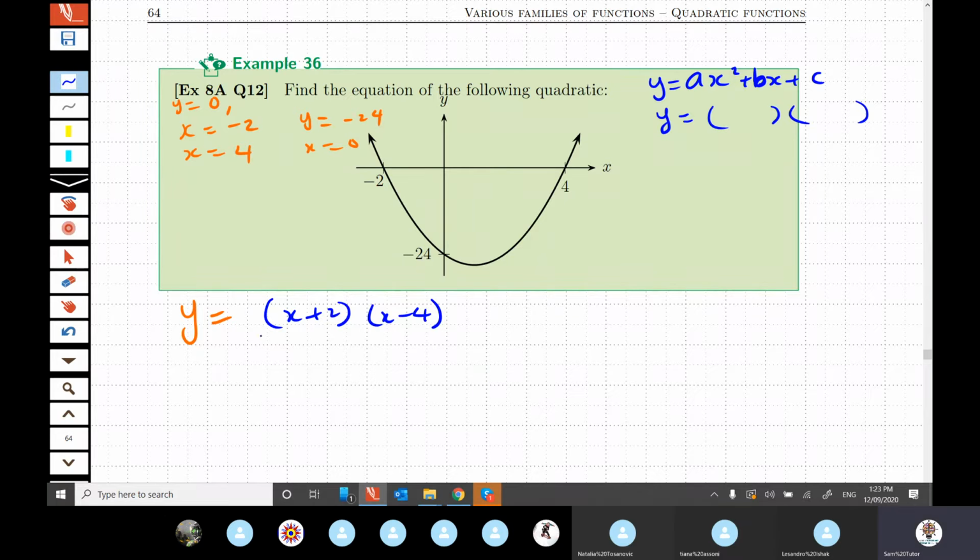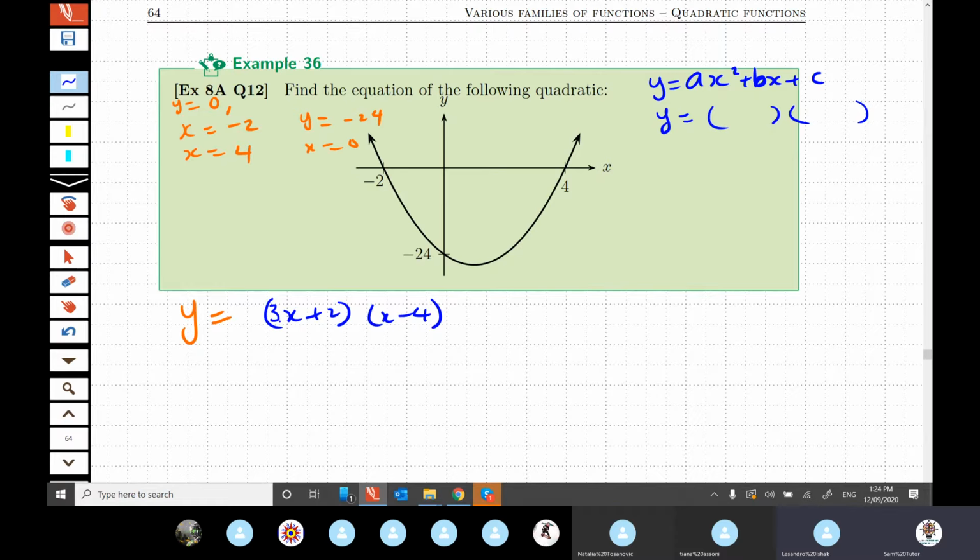What's the only difference between me writing this as the actual answer compared to what's given here? Well, it's saying that my y-intercept should have been negative 24. I can see when x is 0, I get negative 8, 2 times negative 4. But it says it should have been negative 24. How do I do that? Normally one of the two brackets has to be 3x.